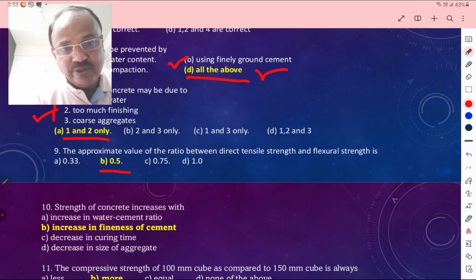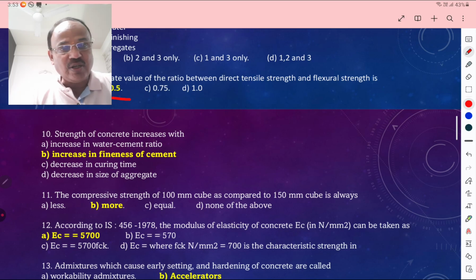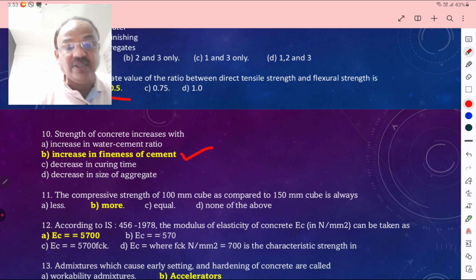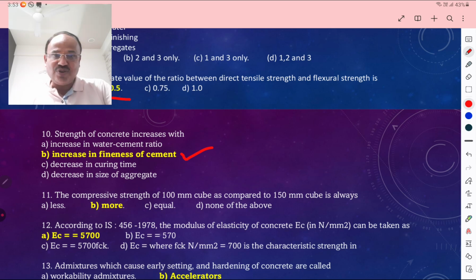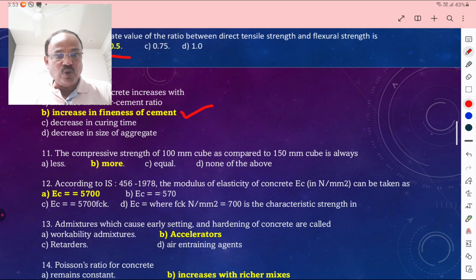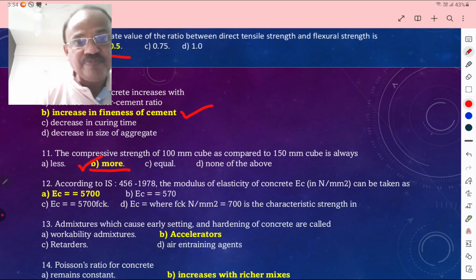It is 0.5. Then strength of the concrete increases with the increase in water cement ratio, or increase in the fineness of cement, or decrease in the curing time, or decrease in the size of aggregate. The most appropriate answer is increase in the fineness of cement. The finer the cement, the more the strength. The compressive strength of 100 mm cube as compared to 150 mm cube is always less or more? Always more. When the cube is smaller, the strength is more.